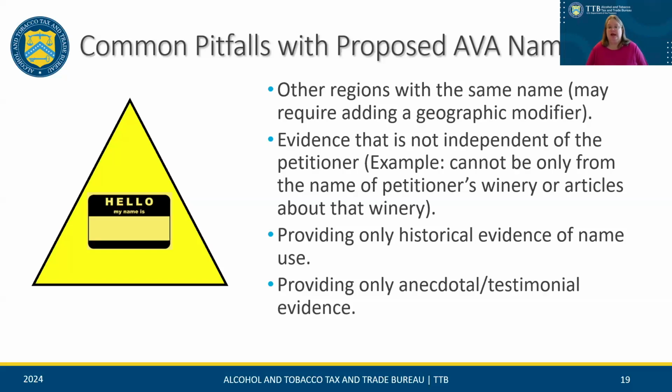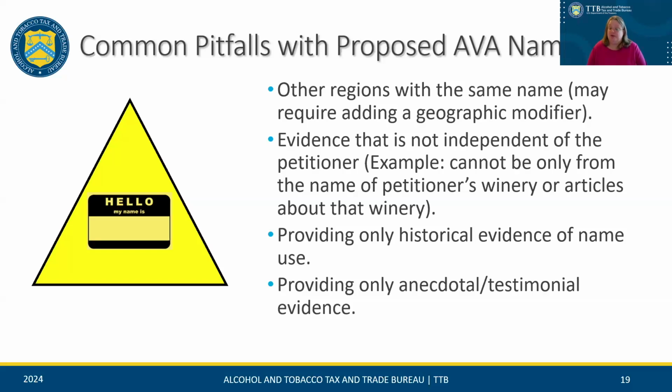You also want to avoid relying solely on evidence that is not independent of the petitioner. For example, don't rely only on the name of the petitioner's winery or articles about that winery for your proposed name. A good example would be if you had an organization called Wally's Woods Wine Growers, and they submitted a petition for an AVA to be called Wally's Woods. But the only evidence that they included was articles written by or about wineries that were members of the Wally's Woods Wine Growers. That wouldn't be considered to be independent of the petitioner, and TTB would not accept that name if that was the only source of information.